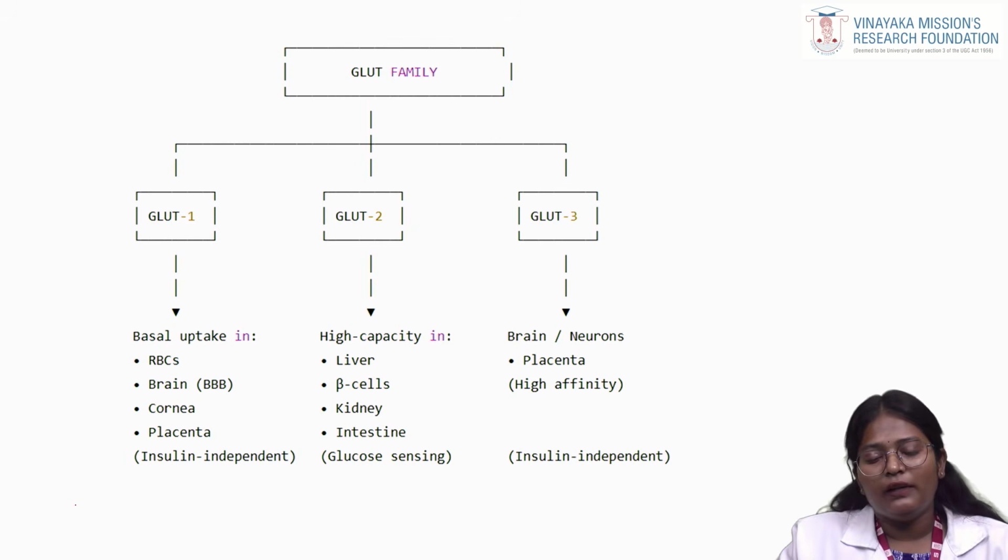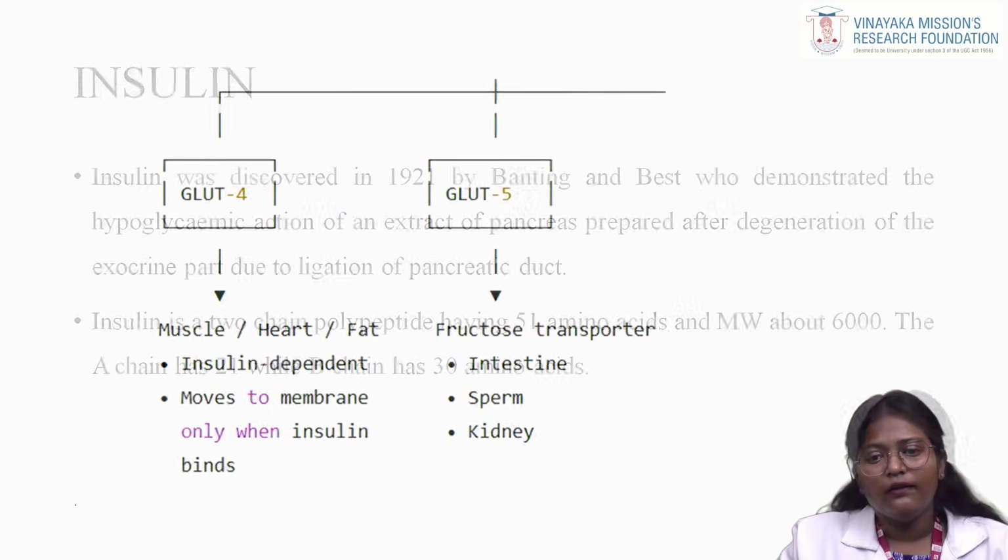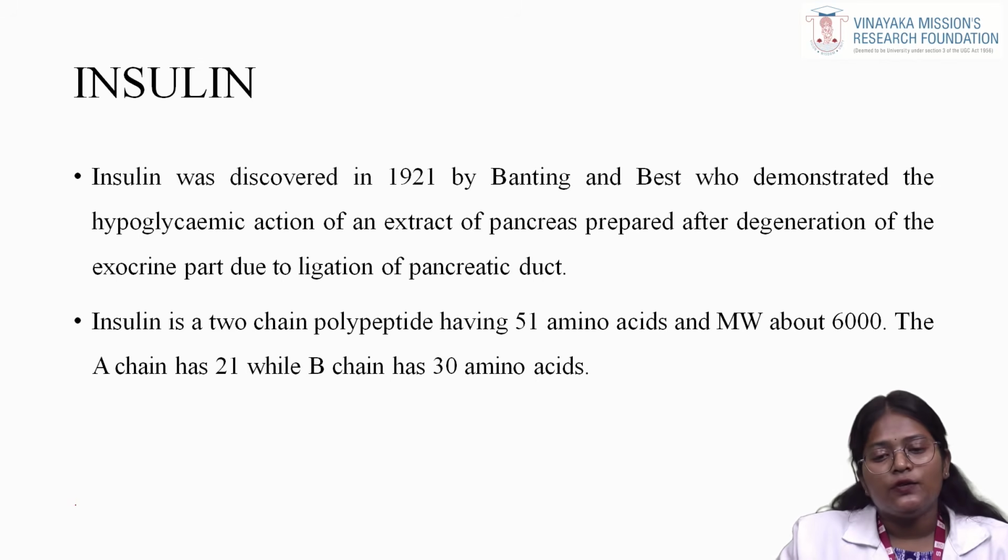Before moving into the GLUT family, we need to understand insulin. As I told earlier, insulin is a hormone. Insulin was discovered in 1921 by Banting and Best, who demonstrated the hypoglycemic action of an extract of pancreas prepared after degeneration of the exocrine part due to ligation of the pancreatic duct. They didn't even complete the whole process and the synthesis. They first discovered that there is an organ called pancreas and it has a hormone named insulin, during the ligation of the pancreatic duct.